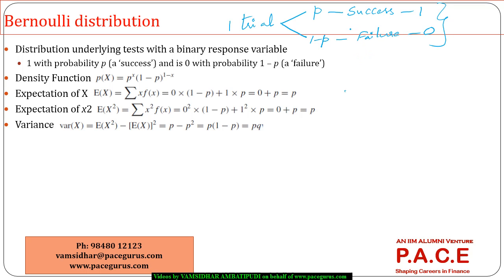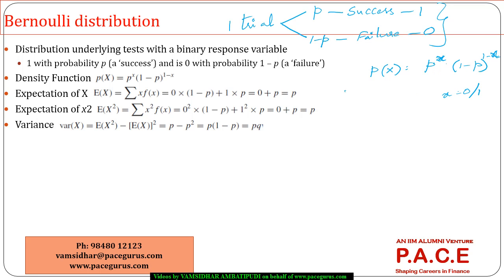So if I am trying to find out the distribution that is underlying this kind of a binary response, I am calling it a Bernoulli distribution. So if I am talking about probability of x, right? When I'm saying P is the probability of occurrence of an event, I'm putting it as P to the power of x, and failure is 1 minus P to the power 1 minus x. Now x could be only either 0 or 1.